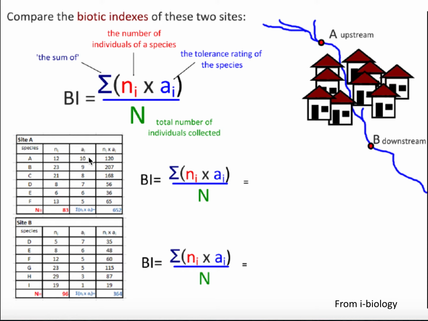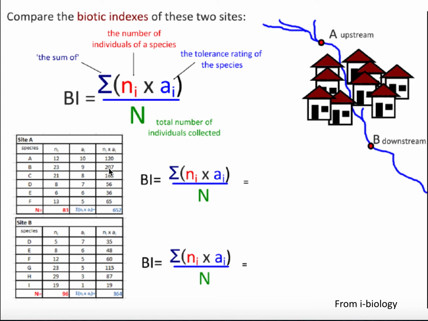The Ai is the level that you gave, or that has been, if you can research it, for how tolerable they are from clean water to polluted water. So this was something you would have to research. So species A is a 10, species B is a 9, and so forth. This is doing this part of the equation right here. So Ni times Ai. So you would do it first for species A. So 12 times 10 gives you 120.